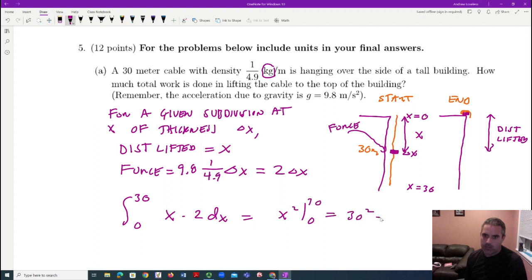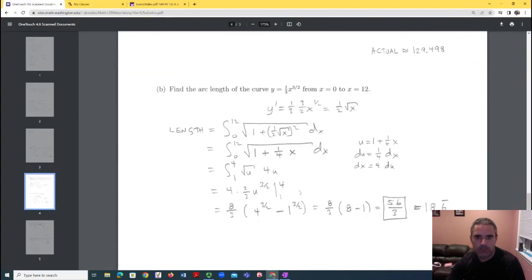It's going to be 30 squared. It's going to be 900. And you should include units on these problems. It's 900 joules or Newton meters. Let's take a look.